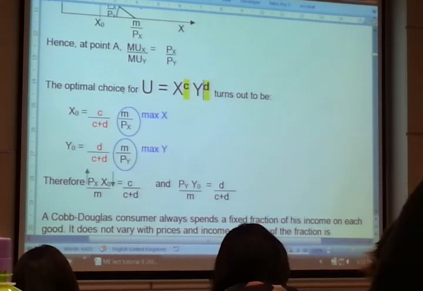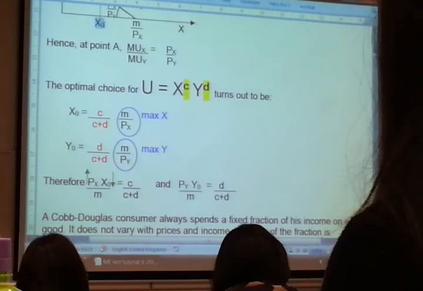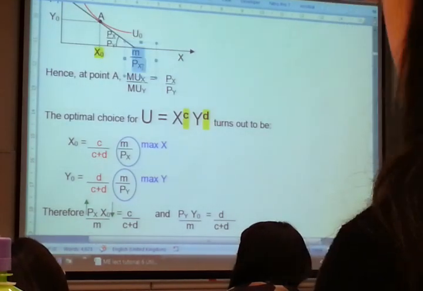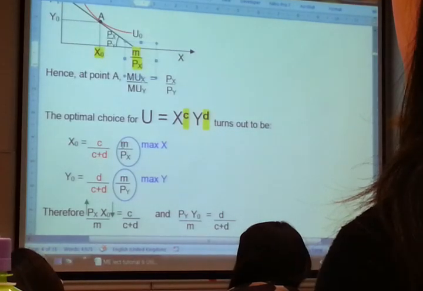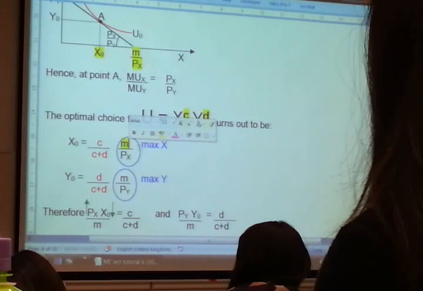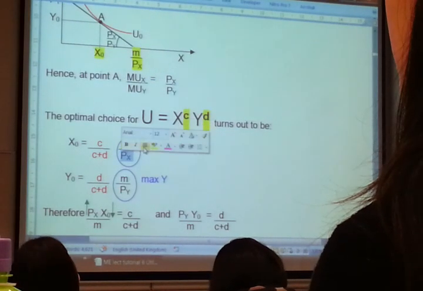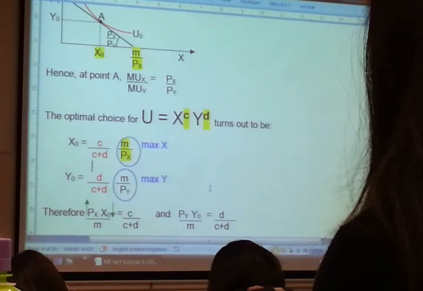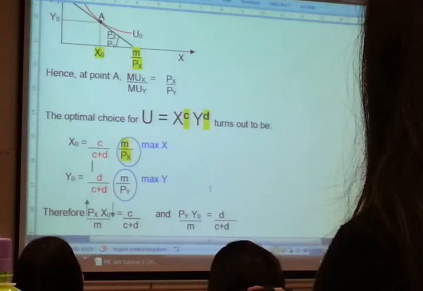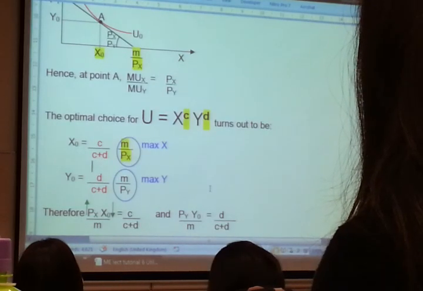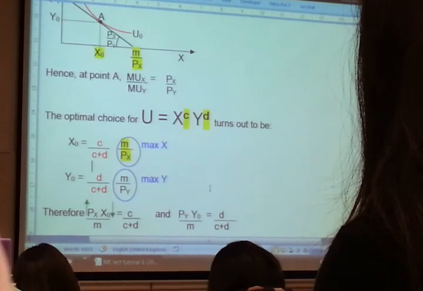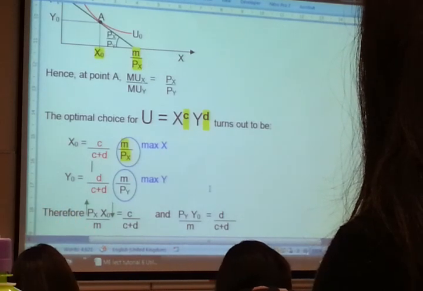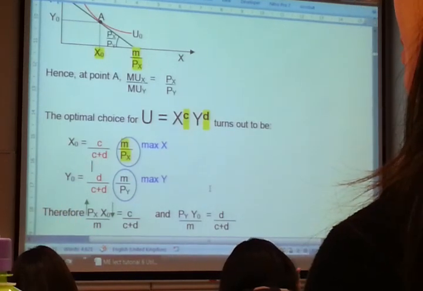For example, the optimal demand for x naught is equal to some fraction of the maximum x you can buy. This is the maximum quantity of x you can buy. The fraction is determined by the exponent. For good x, it is c divided by the sum of the exponents, c plus d. That's how you find x naught, very fast.